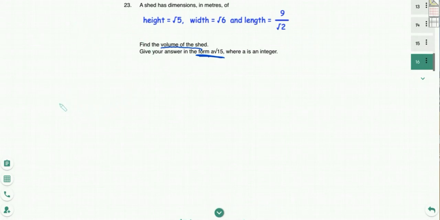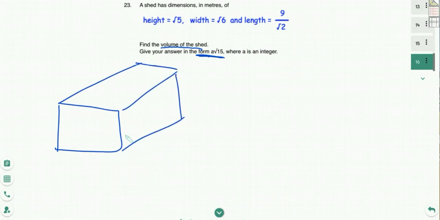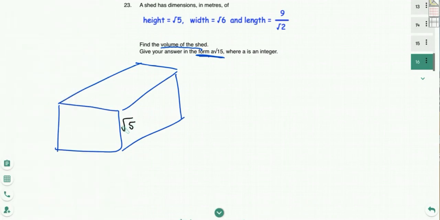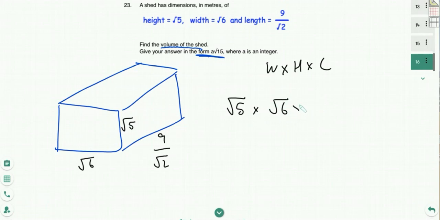Well, the shed is probably a cuboid, so let's draw it out. We know it has a height of root 5, a width of root 6, and a length of 9 over root 2. In order to find the volume of a cuboid, we just do the width times the height times the length. So what we're going to do is root 5 times root 6 times 9 over root 2. So root 5 times root 6 is root 30, so it's root 30 times 9 over root 2.